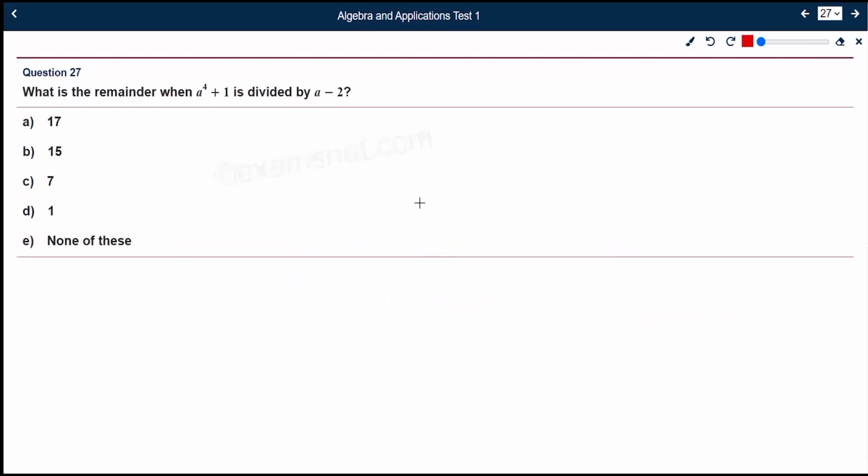Question number 27. What is the remainder when a to the power 4 plus 1 is divided by a minus 2? Before I start with the solution, I want to make you remember the remainder theorem. That is very important. What does it state? Please do remember the remainder theorem.